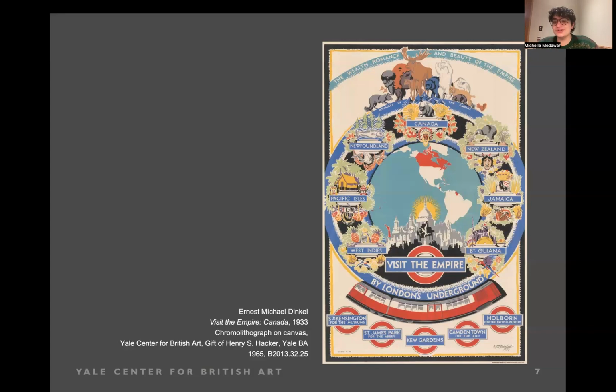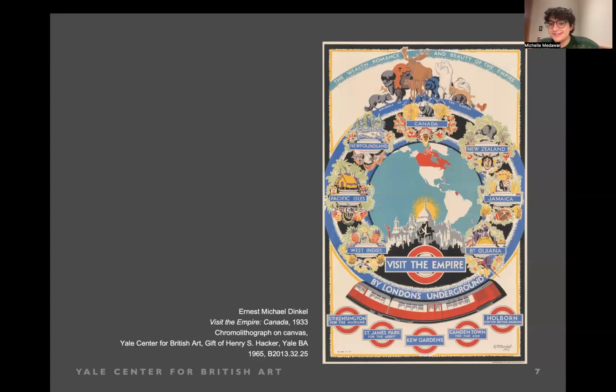First, it was to encourage use of the tube, of the underground. It was to say that if you ride the underground, you can get to all of these places. You can go see Canada and New Zealand and Jamaica just by riding the tube without ever having to leave London. But it was also to assert that the British people had managed to bring all of these places to London, implicitly meaning that they have successfully tamed the wilderness.